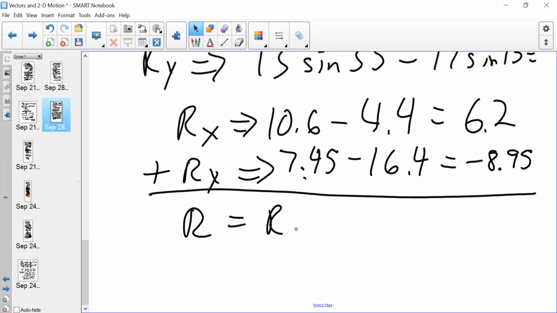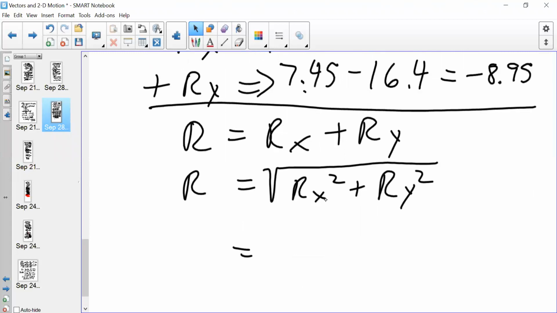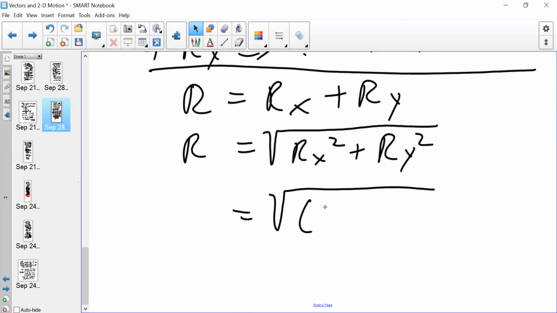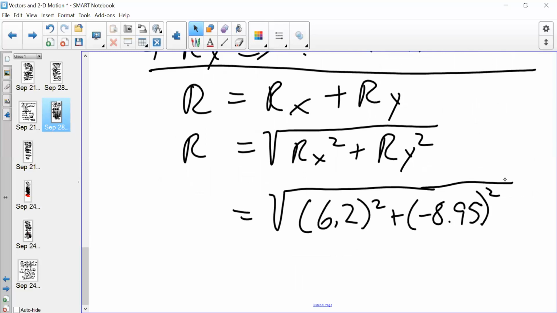So R equals Rx plus Ry, but that's not a straight-up subtraction. We have to do the Pythagorean theorem on it, but this here just says what R is made of. It's got an X and a Y component. Okay, good. Linear combination. Now to find the value, that will be 6.2 squared plus 8.95 squared. That all becomes positive. That's why we had an early question: if one of the vectors is negative, can R itself be negative? It can never be negative. It's a value. It's a vector with an angular direction.